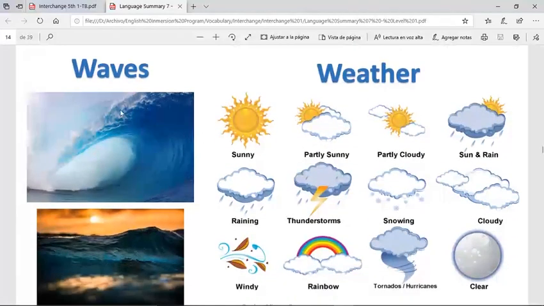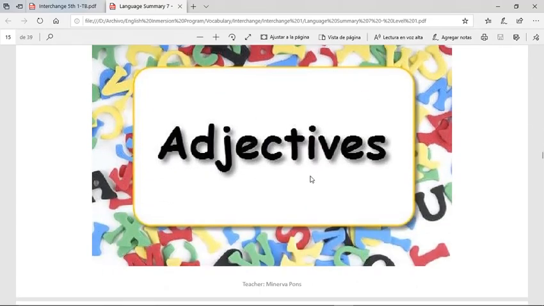Okay, very good. We have waves. These big waves are the water that forms because of the vibration and the movement of the water in the ocean. These are the waves. The weather is the type of way that the climate is. Weather. We have some adjectives.